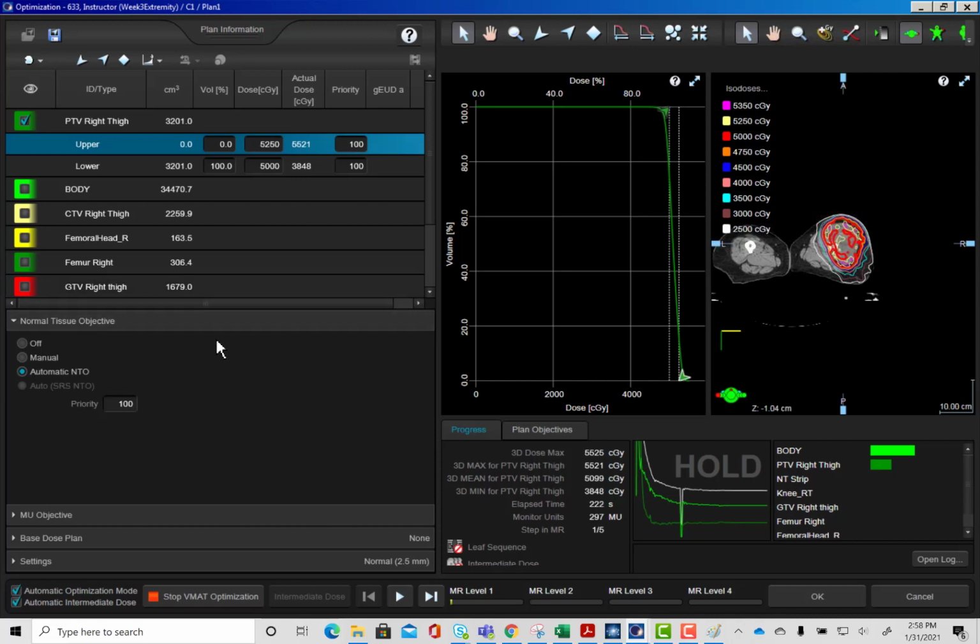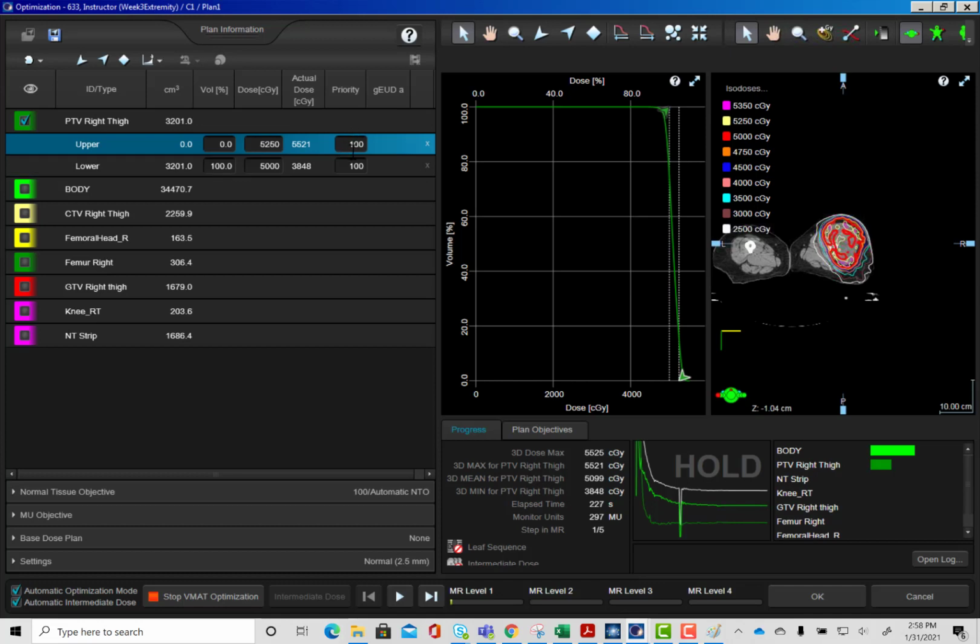And the way you do that is with priorities in Eclipse. So I have my coverage priorities matching my NTO priority right now. That's how I always start. Depending on what our dose distribution looks like and what we're trying to do, that's when we'll change our priorities. You won't totally figure out how to set your priorities in this first week, but I'm going to show you how, and hopefully in the next few weeks you start to understand my thought process and how I go about optimizing these plans.